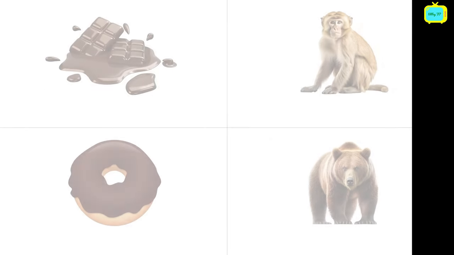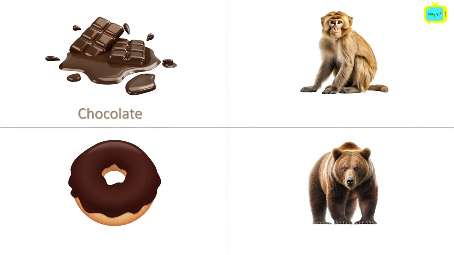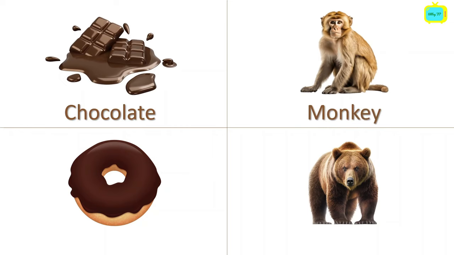Brown. Brown color. Now let's see what things we have in brown color. Chocolate. Brown chocolate. Monkey. Brown monkey. Donut. Brown donut. Bear. Brown bear.